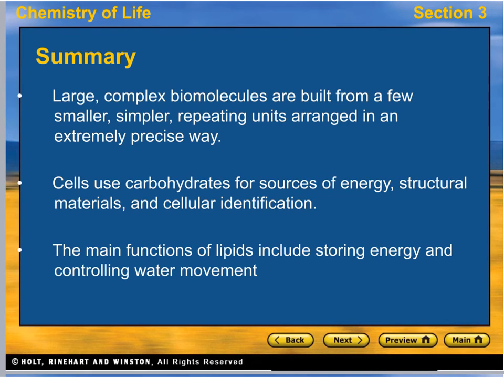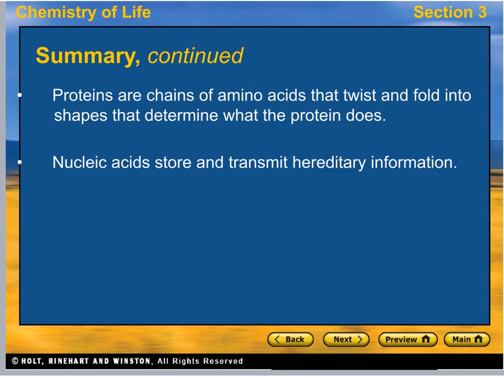So to wrap up the whole section of 3.3, we talked about the fact that we have large complex biomolecules that are built from a few smaller, simpler repeating units. These repeating units are arranged in very precise ways. Cells use carbs for sources of energy, structural materials, and cellular identification. The main functions of lipids include storing energy and controlling water movement. And we talked about how proteins are chains of amino acids that twist and fold into certain shapes, and those shapes are going to determine what the protein does. We also talked about how nucleic acids store and transmit hereditary information.